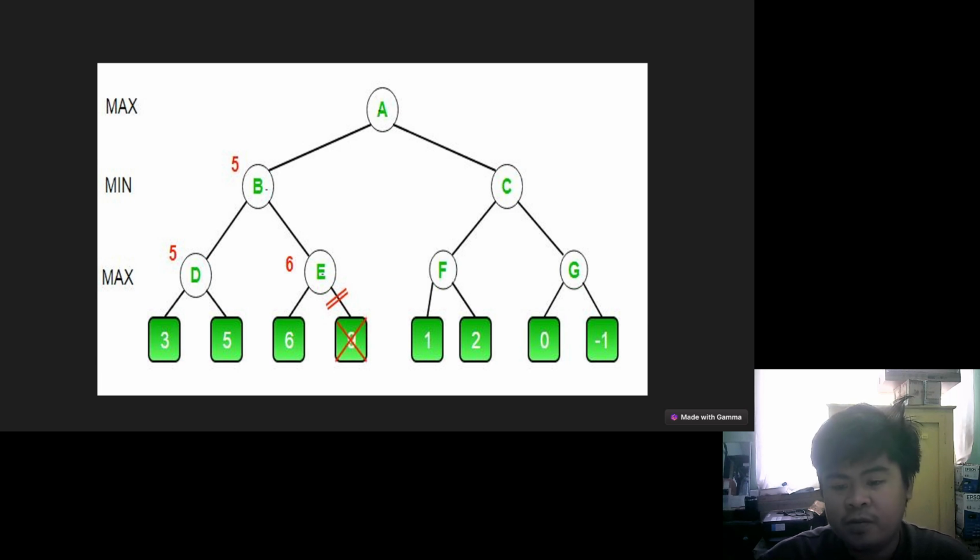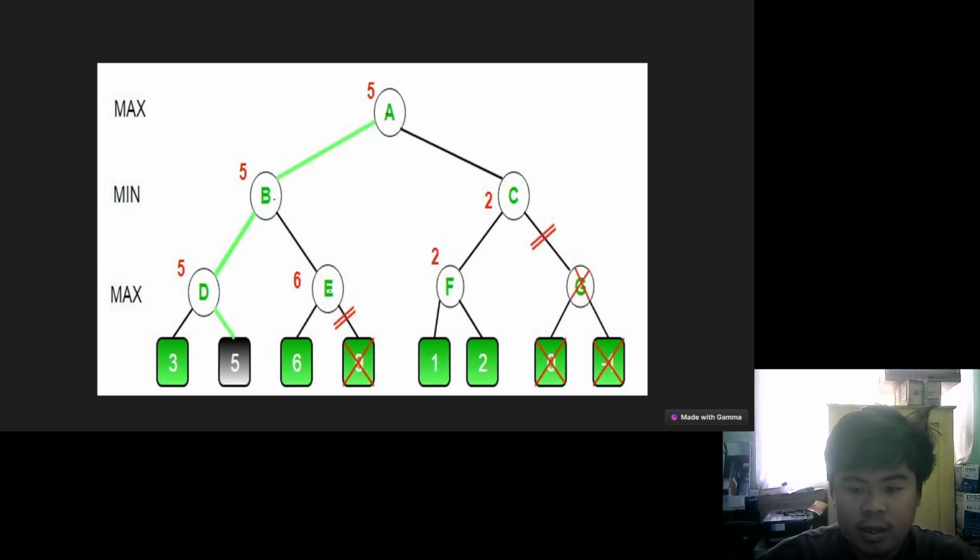So hence, the value the maximizer can get is 5. Right, so this is how our final game tree looks. As you can see, G has been crossed out as it was never computed.